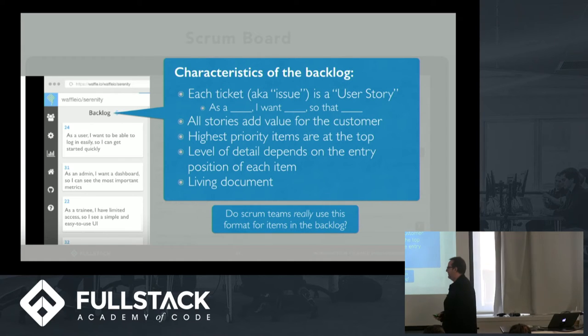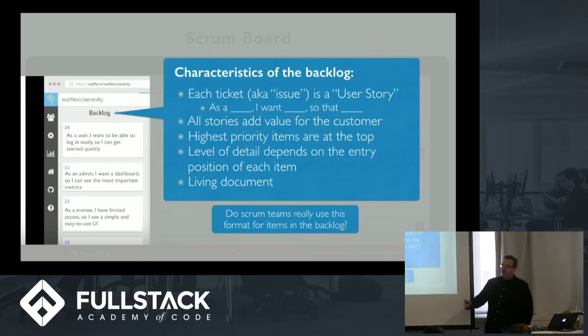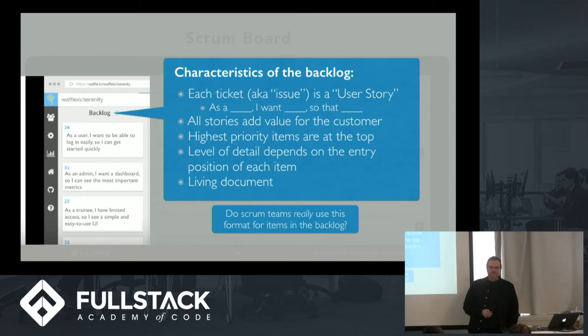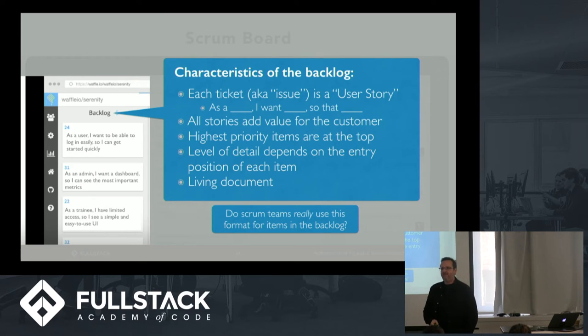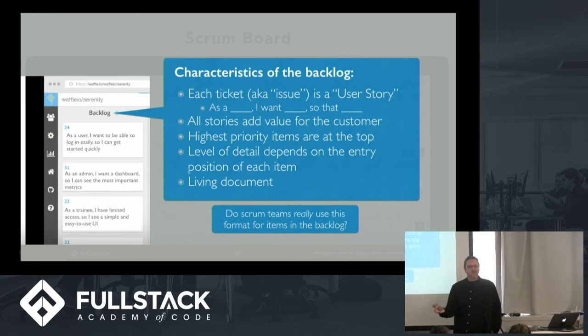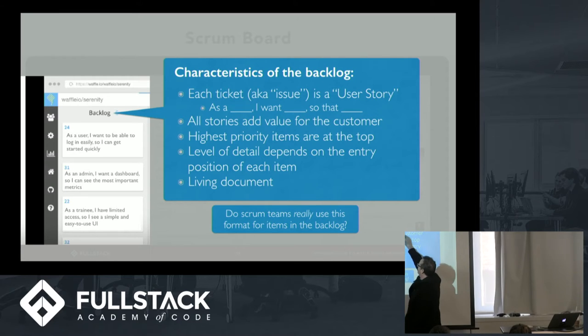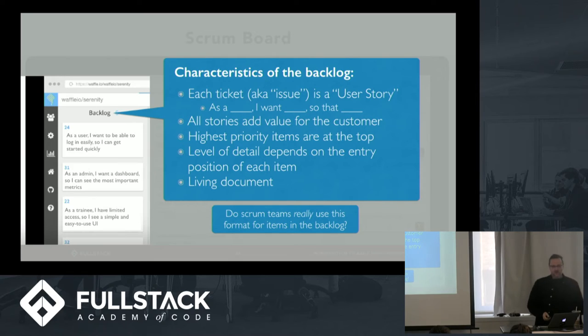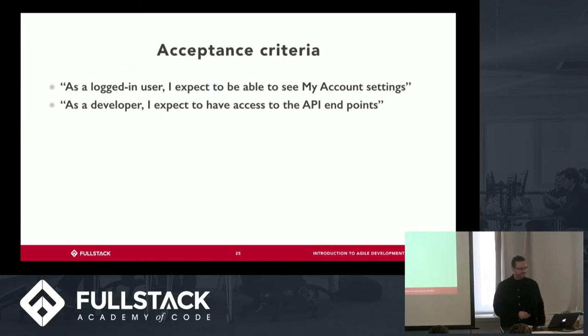So a question for you. Do Scrum teams really use this format for items in the backlog? By this format, I mean "as a blank, I want blank, so that blank." Yeah, for the most part, yes. Whenever you see "as a blank, I want blank," and you'll see that a lot, just know that's Scrummy. That's Agile, right? I rarely see it, and sometimes it's not in this format at all, but the "as a blank, I want blank" is pretty standard language.